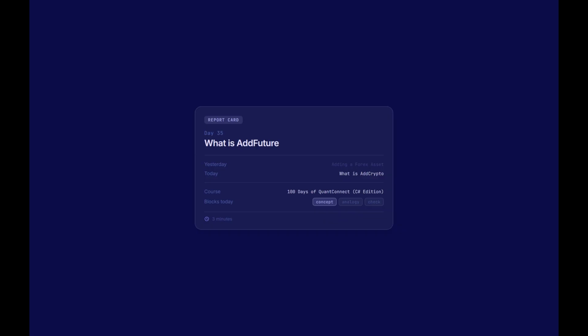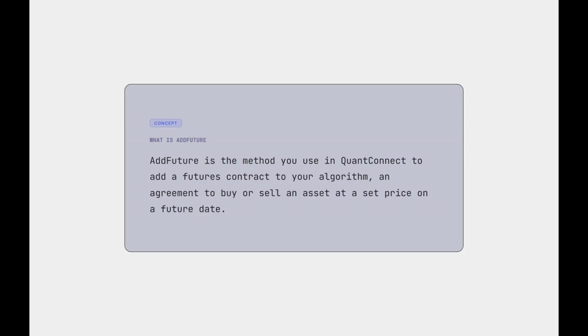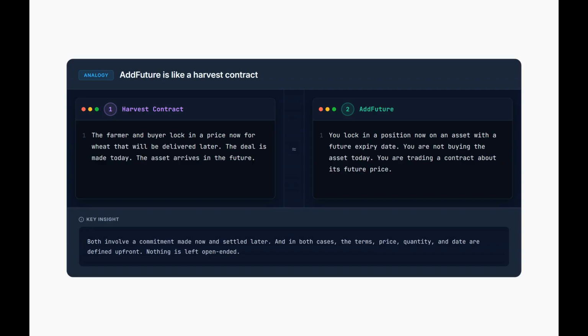So, what is AddFuture? AddFuture is the method you use in QuantConnect to add a futures contract to your algorithm, an agreement to buy or sell an asset at a set price on a future date. Here's a simple analogy to explain it better.